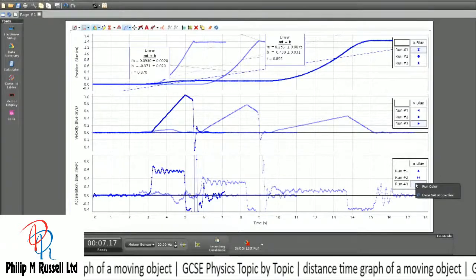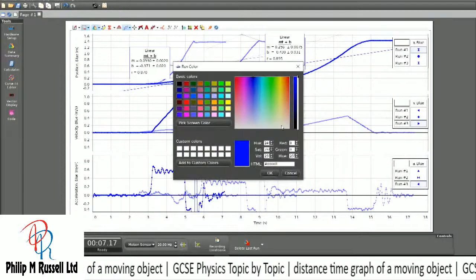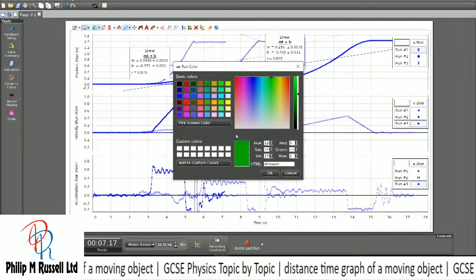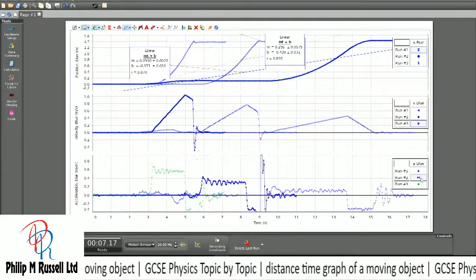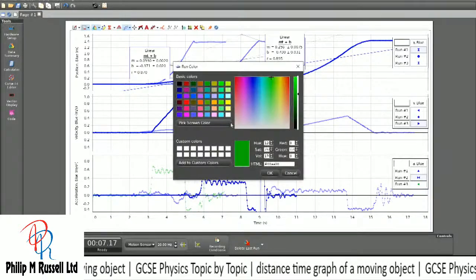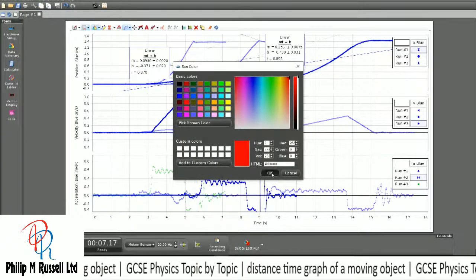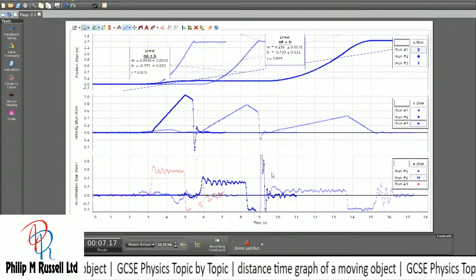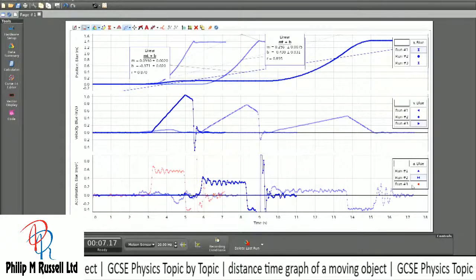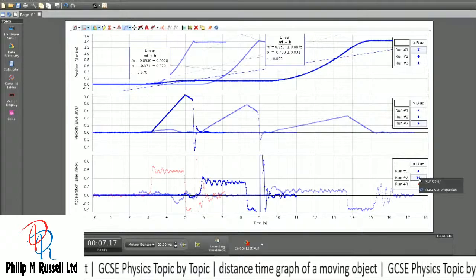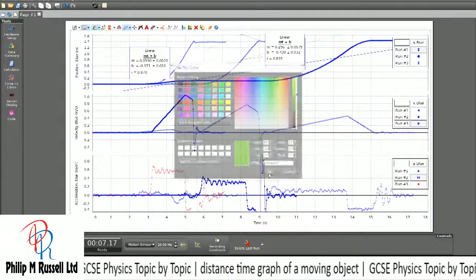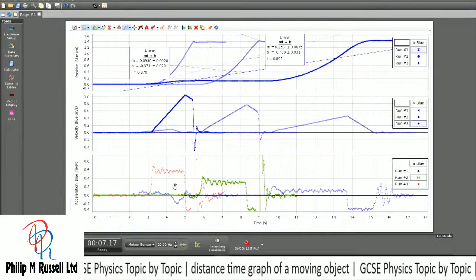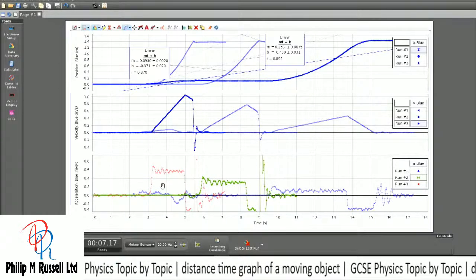No, there we are, run colour. Let's make the last one green, and we'll make this one red. Alright, we'll make the next one green then. There. So let's look at our accelerations.